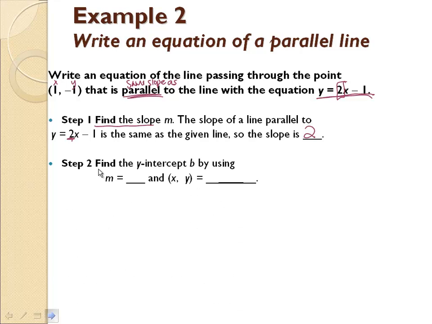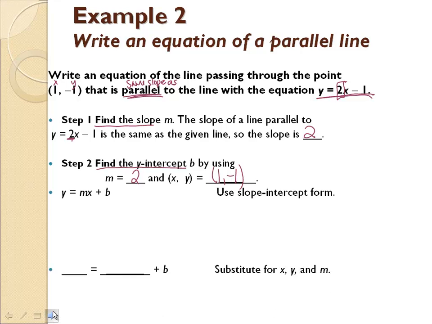My second step, I'm going to find the y-intercept. This is where it's a little bit different. So we're actually going to use the equation. We're going to use the fact that my slope of my line is 2, and then I've got an ordered pair, an x and a y, and that's (1, -1). So we're going to use slope-intercept form, y equals mx plus b.